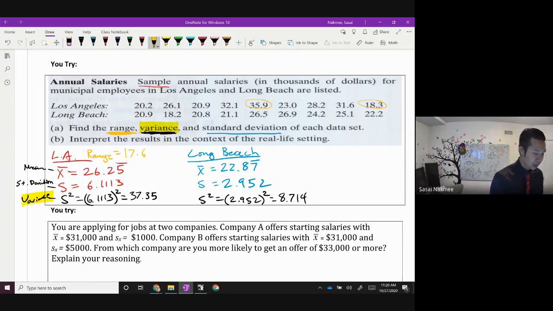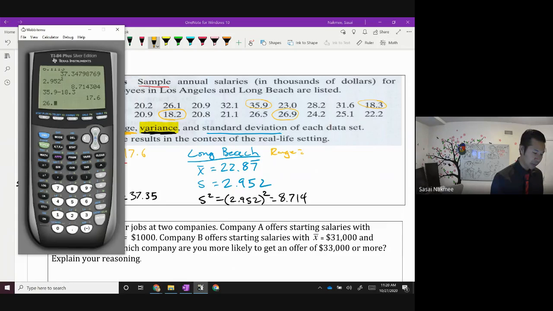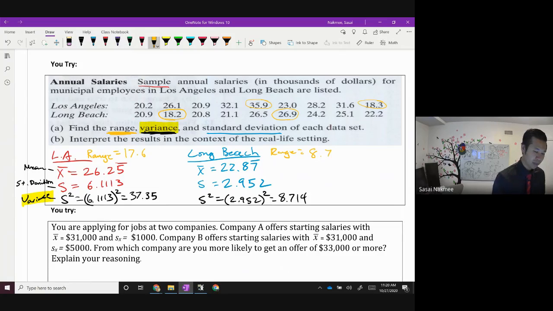Whereas Long Beach's range is, what's the largest number here for Long Beach? I think the largest number is 26.9. No one else is making any higher. And the lowest amount paid is 18.2. I would subtract those two, 26.9 minus 18.2. That's going to give me a range of 8.7. There's all my data there.